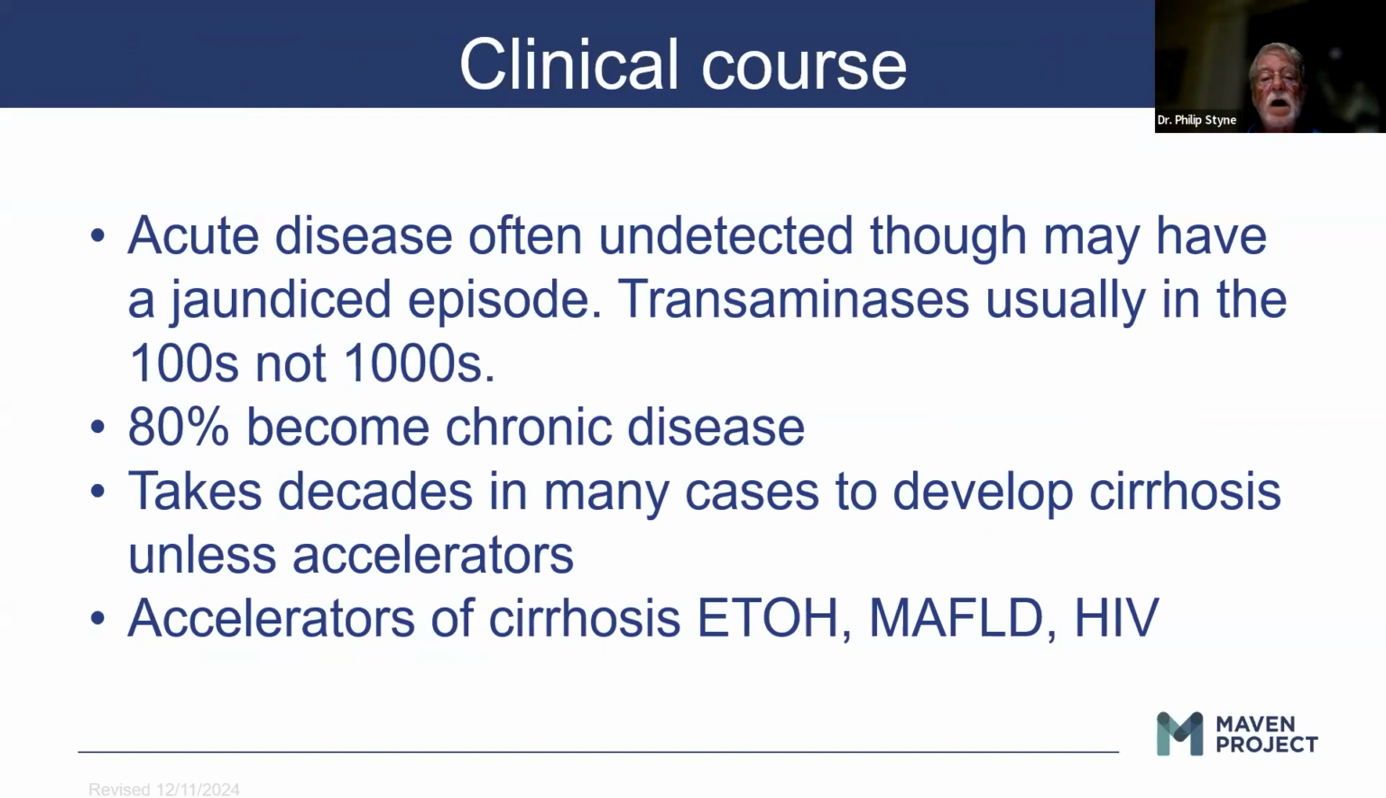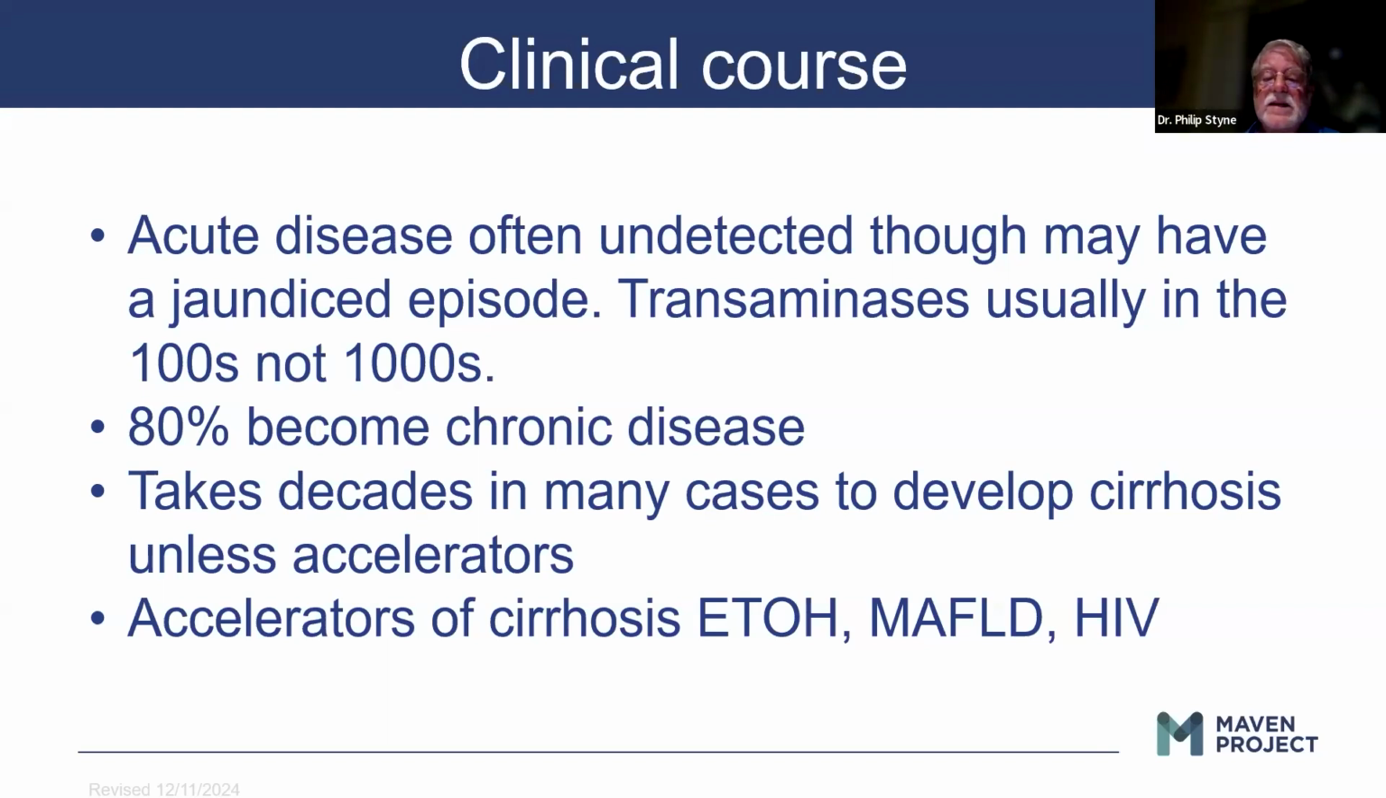Acute disease is awfully undetected. Very rarely do you see patients with acute hepatitis C. It's uncommon. I can count on fingers and toes the numbers that I've seen. 80% become chronic, which means that 20% don't. So there are people who get hepatitis C, who have a positive antibody, who never had treatment, who are RNA negative. But again, it's 80%, so much, much higher actually than adult-transmitted hepatitis B.